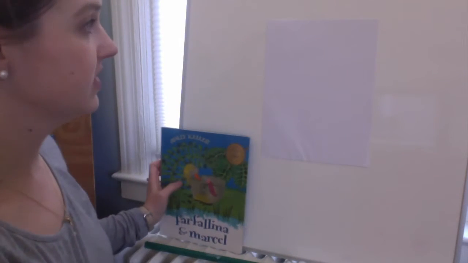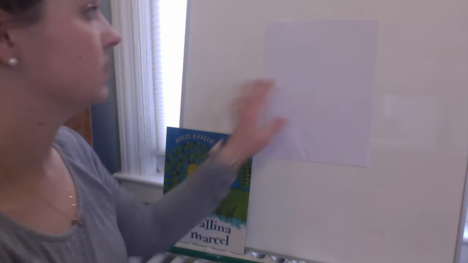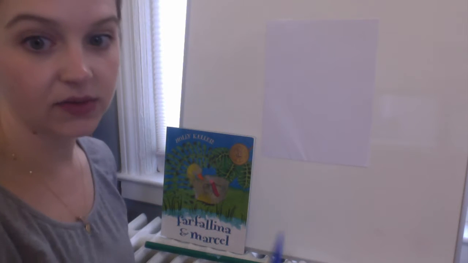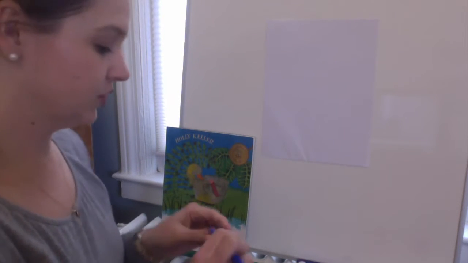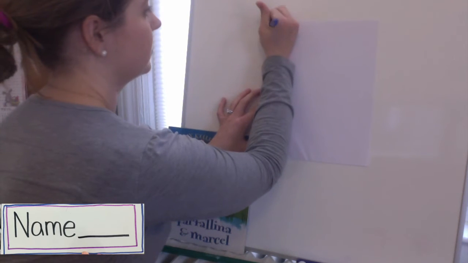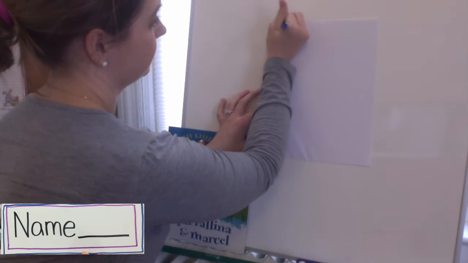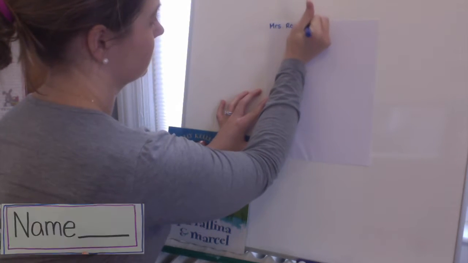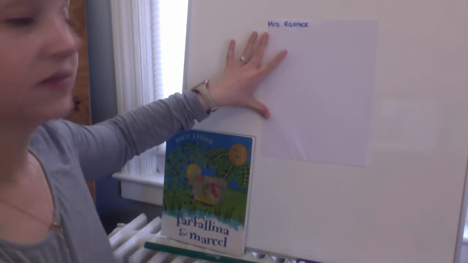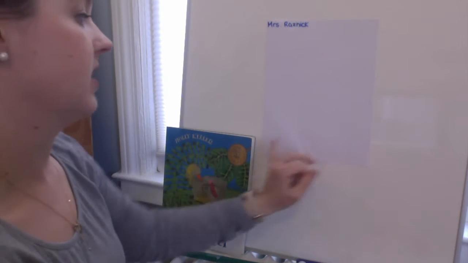For this activity, you're going to need a few things. You'll need a piece of paper and something to write with and something to color with. First thing that we always do is put our name at the top of our paper. Then we're going to leave our space for our picture and we're going to do the writing part at the bottom.